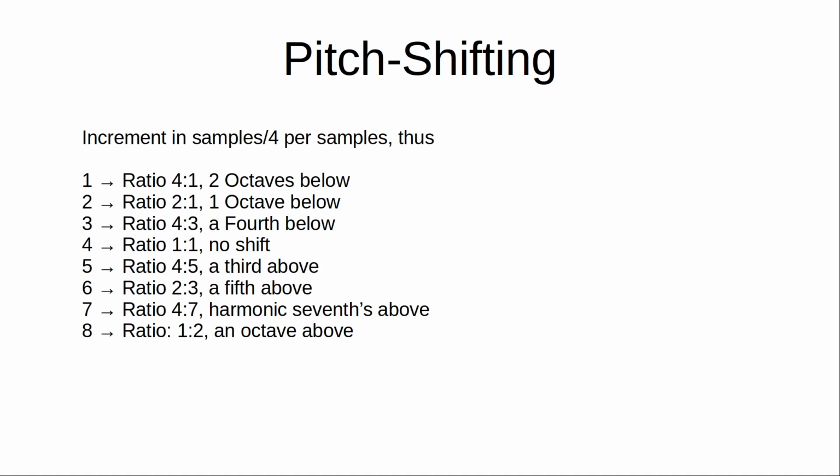If it's 4:3, that means if the read pointer advances by 3 while the write pointer advances by 4 quarters, so to say, we have an effect signal being exactly a fourth below. If the ratio is 1 to 1, obviously we have no shift.